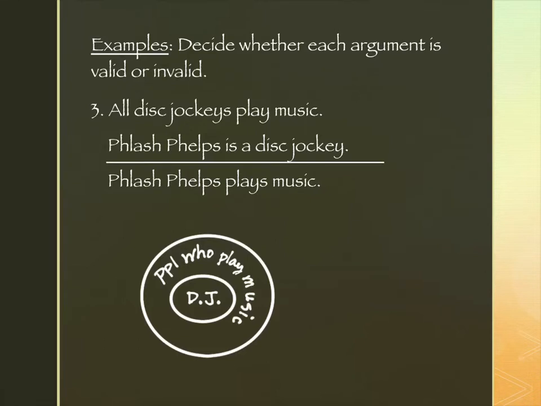So it makes sense, right? The way that this is structured, there are people who play music who would not necessarily be disc jockeys. Agreed? In fact, probably some of you are them. You play music, okay? But you're not in the disc jockey circle, perhaps. So that's our first one. The next one says, Flash Phelps is a disc jockey. So we're going to let X be Flash Phelps.